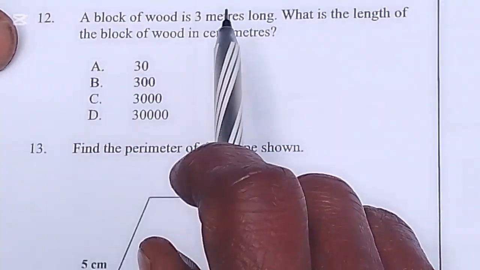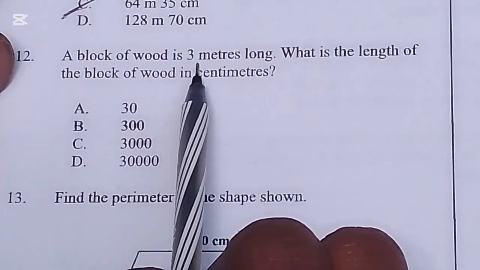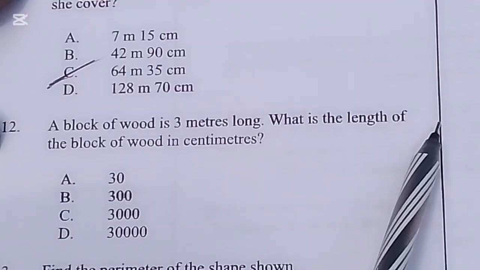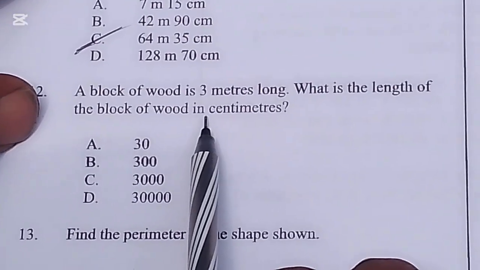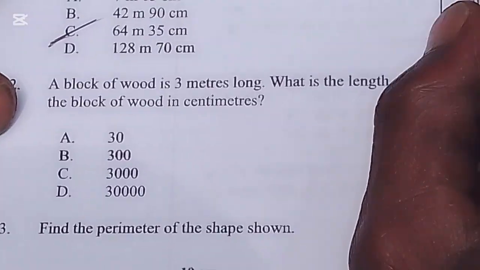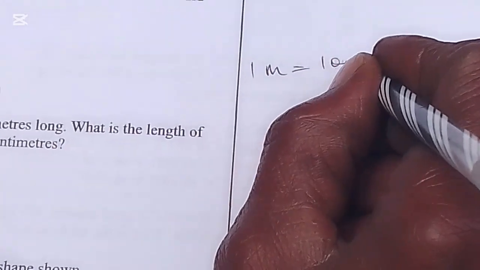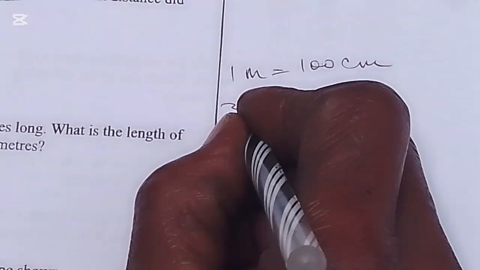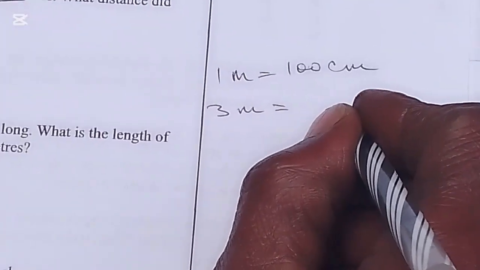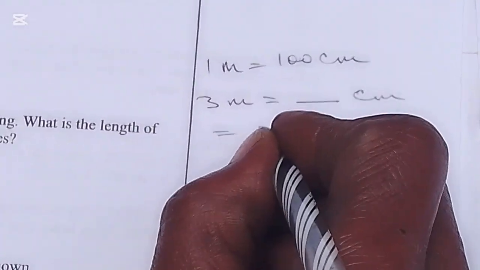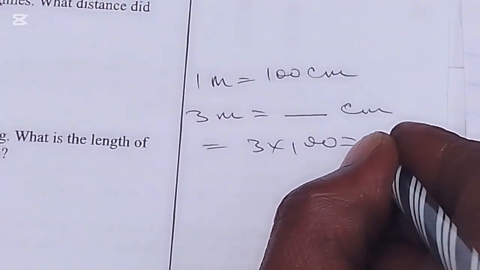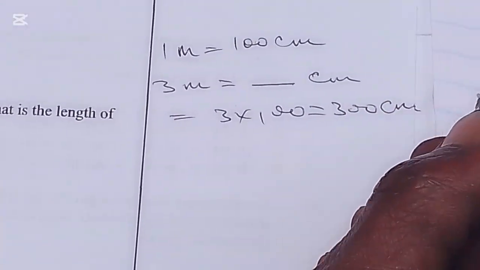Number 12. A block of wood is 3 meters long. What is the length of the block of wood in centimeters? Here, 1 meter, we know it is 100 centimeters. So 3 meters equals dash centimeters. This is 3 times 100, which is 300 centimeters.